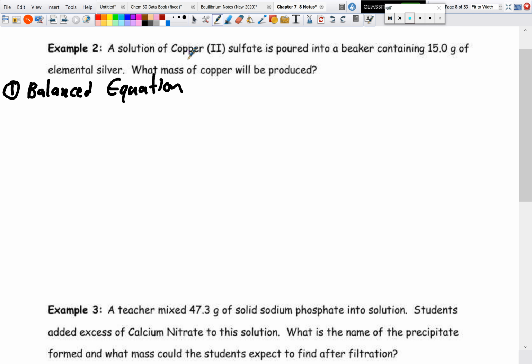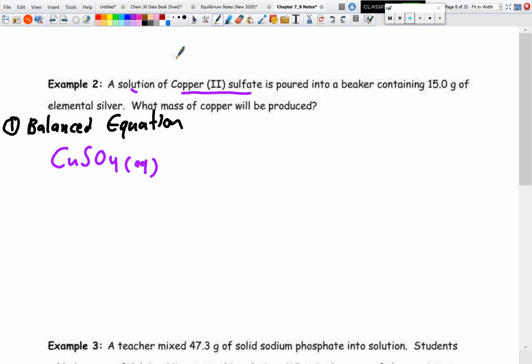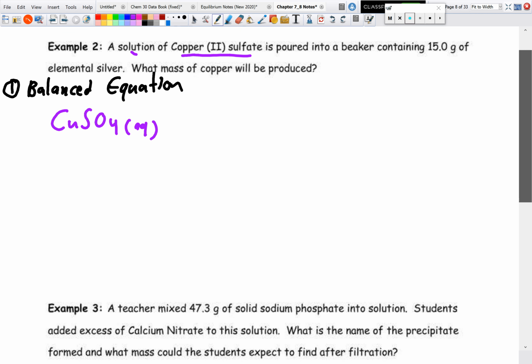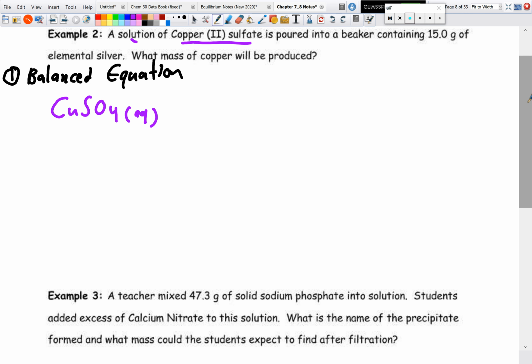So for this one right here, we can see copper 2 sulfate is poured into a beaker containing 15 grams of elemental silver. So we have a solution of copper 2 sulfate, so that's CuSO4, and it is aqueous. Now the reason I got that chemical formula, if we wanted to kind of do this up above, copper 2 is that, sulfate is this, we do our drop and swap, we just get CuSO4. And because it's a solution, we write aq.